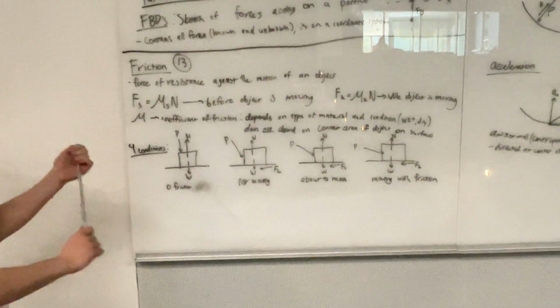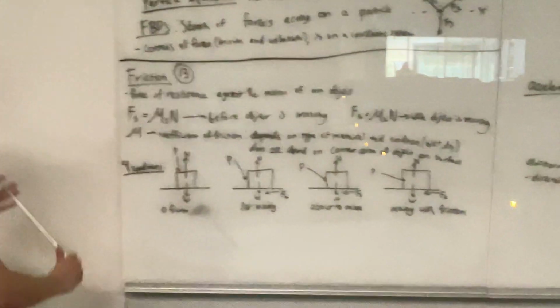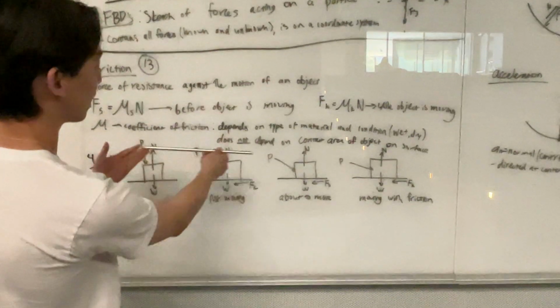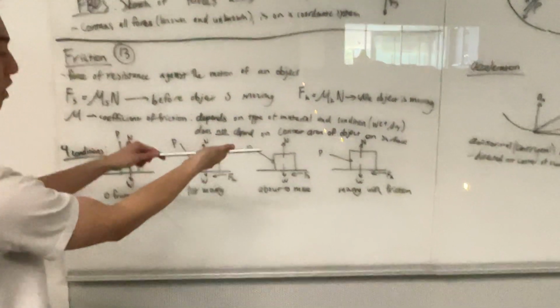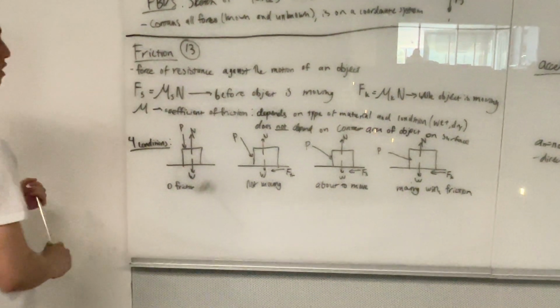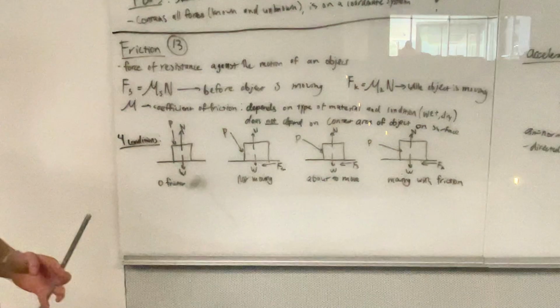but usually the problem will specify. It usually gives you the coefficient of friction too. It does not depend on the contact area of the object. So it could be sliding horizontally or at an angle, but it'll still have the same coefficient of friction. And with friction, there's 4 conditions you could say.